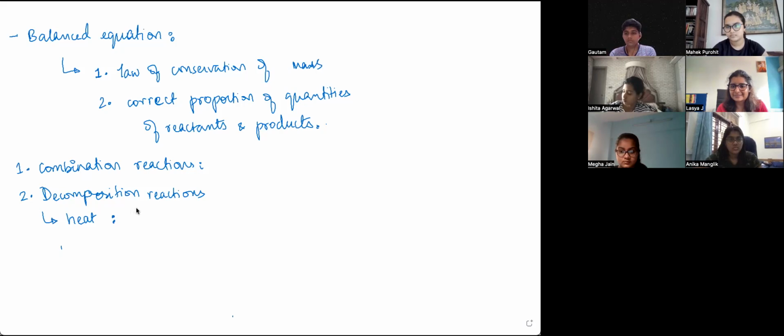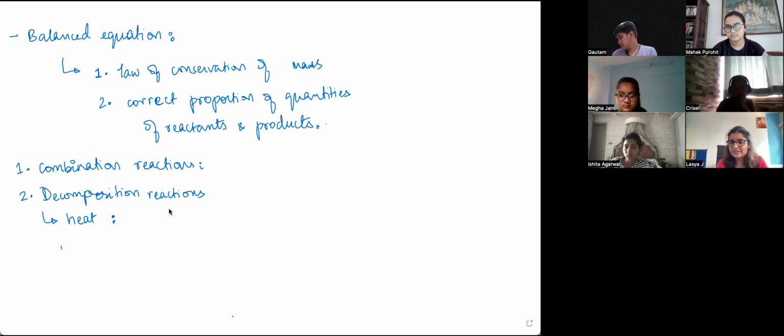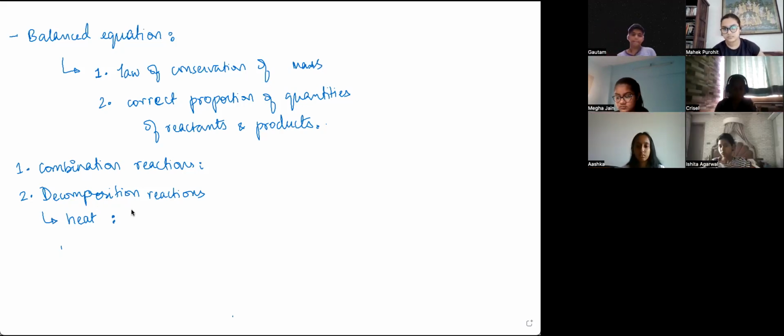Wait, I didn't get the question. So for decomposition reactions, you have different types of decomposition, right, depending on how you are breaking down the reactant. So if we are breaking down the reactant by heating it, what do you call that type of reaction? Endothermic reaction, right? Endothermic is any reaction that absorbs heat energy in order to take place. Here I'm asking you specifically about decomposition.